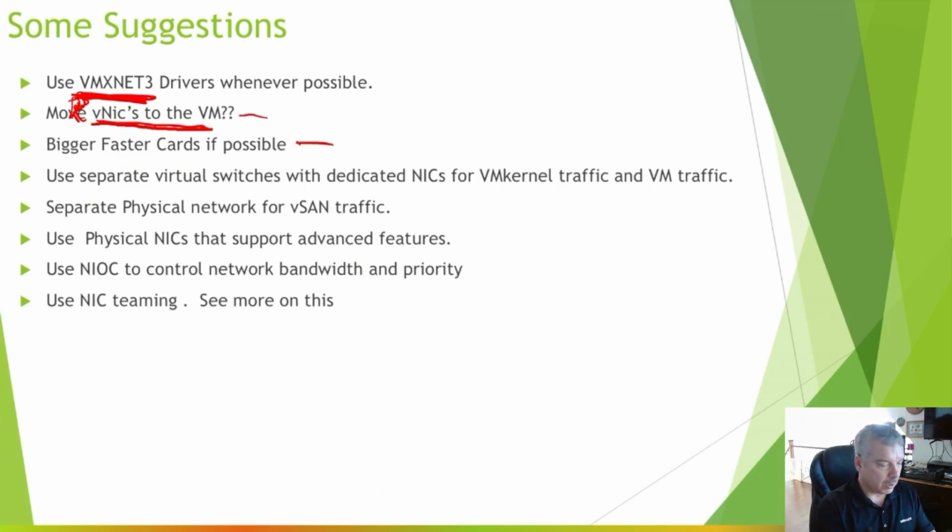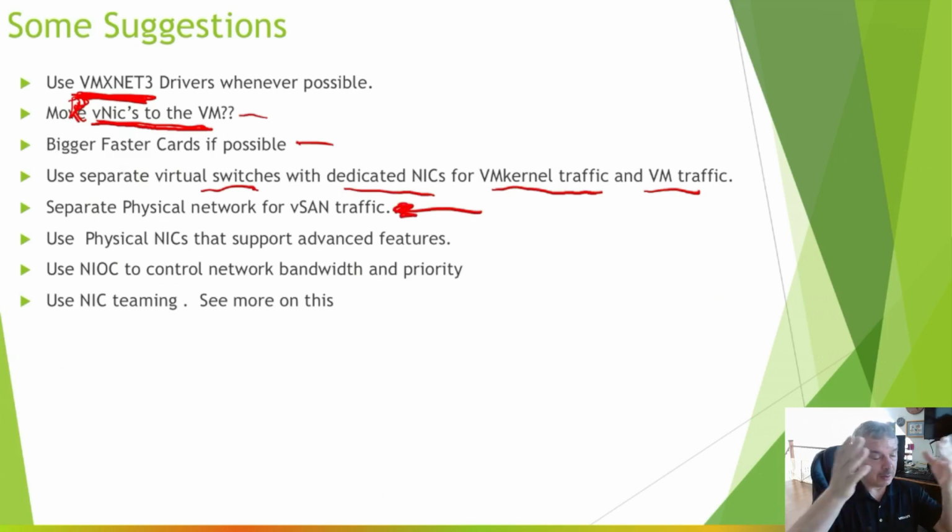Use separate virtual switches and dedicate NICs for VMkernel traffic and VM traffic. Now, ideally in the perfect world you would have separate physical networks for everything, but nobody can do that, right? But really what you want to try and do is completely have your VM traffic physically isolated from your VMkernel traffic, like your vMotion, your management, vSAN, that type of thing. I think I mentioned vSAN down here. If you're playing with vSAN, yeah, you want to have a completely private network for vSAN, if possible. Sometimes that's not possible, right? Use physical NICs that support the advanced features that I just talked about. Most server NICs support that, but generally you may want to look at that.